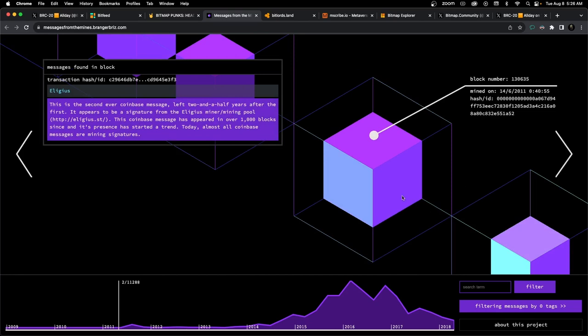Here's another block with a short message. This message was left by Coinbase. In the early days, Coinbase was one of the only exchanges you could safely get Bitcoin from. So they had a lot of blocks mined by Coinbase with short messages on this platform, like this one.